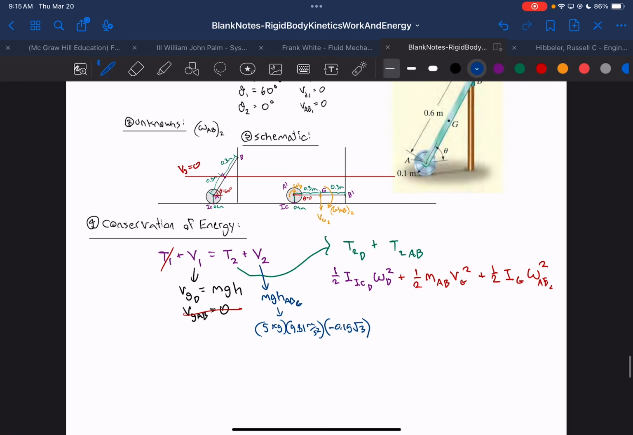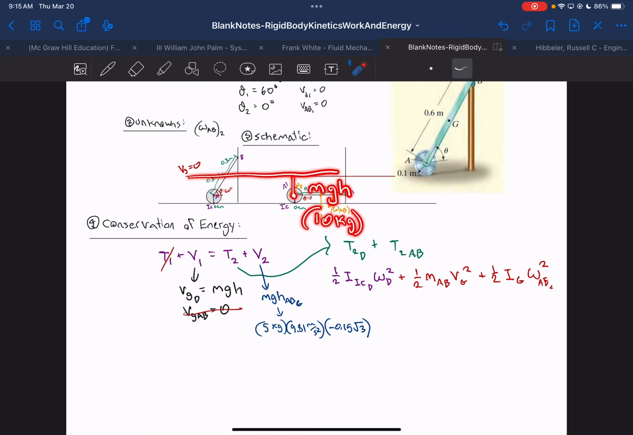It still has potential energy, as he just said. It would have the exact same thing. Since we chose to make our datum up here, the wheel still has potential energy, and it would be the exact same distance. Instead, it would be mgh, in this case m of the disk. So 10 kilograms multiplied by g, 9.81, multiplied by this change in height, which we determined to be negative 0.15 root 3. But look at my state 1.